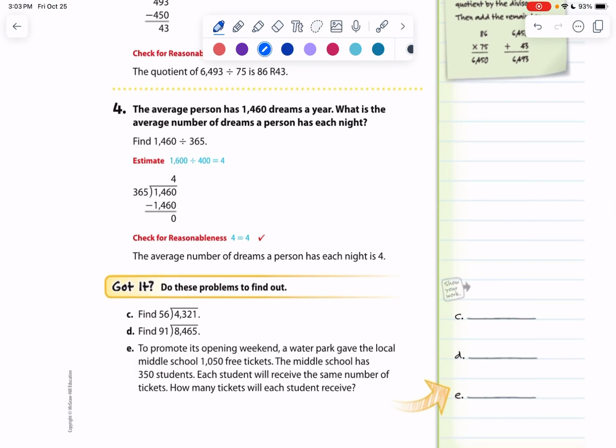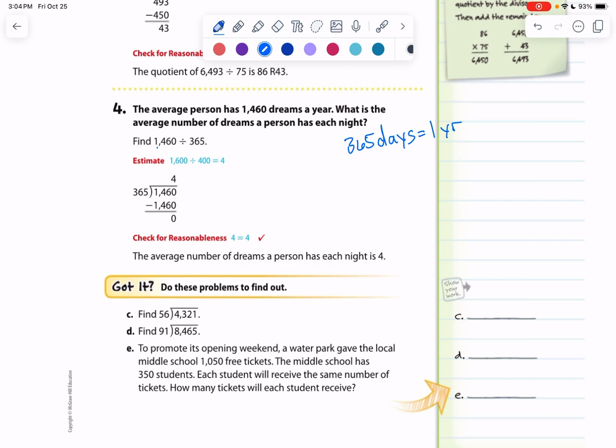The average person has 1,460 dreams in a year. I wish I could remember them all. Maybe I don't want to remember them. What is the average number of dreams a person has each night? Here they expected us to know that there are 365 days in a year. Okay, that is common knowledge, and we needed to know that to solve this problem. Okay, except for leap year, then there are 366.